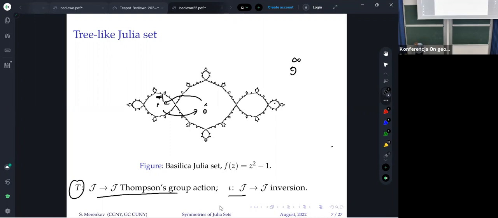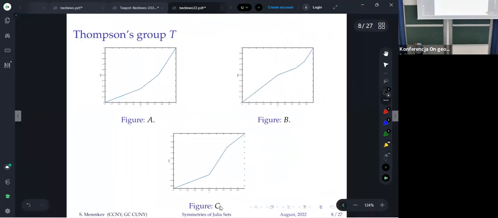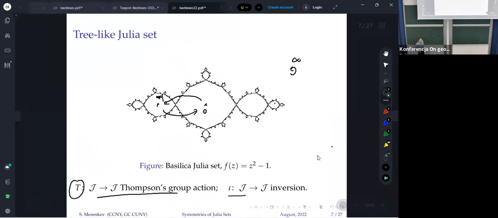Okay, so let us talk about, and maybe I should talk about this Thomson group T here. Let's go back. So Thomson group T is a group of orientation preserving piecewise linear homeomorphisms of the unit circle. Every homeomorphism from that group has to preserve dyadic points. Dyadics have to go to dyadics.